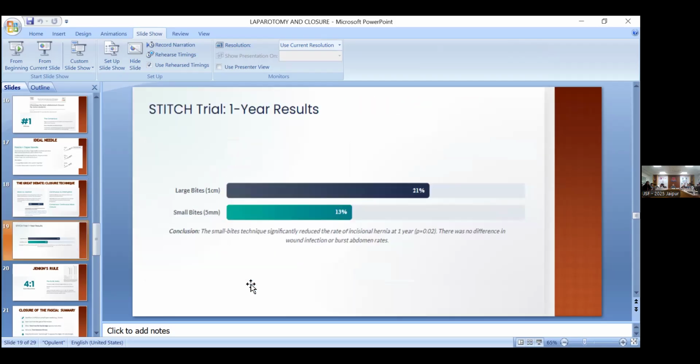So the STITCH trial came up, which showed that this is another area of debate, whether the bite should be a large bite or a small bite. Traditionally, the large bite concept was there, where they say that each bite on the fascial closure should be 1 centimeter from the incised end and there should be a 1 centimeter gap between the 2 throws. But the STITCH trial showed that smaller bites, which are 5 millimeters away from the incision and 5 millimeters apart, have a lesser rate of incisional hernia at 1 year. Small bites at 13%, whereas large bites at 21%.